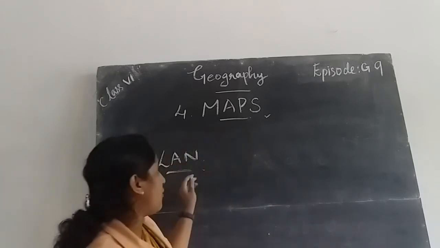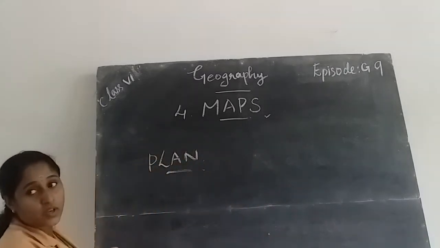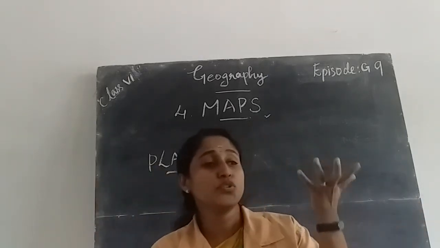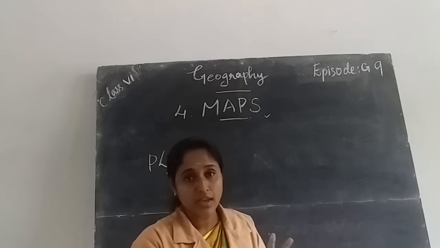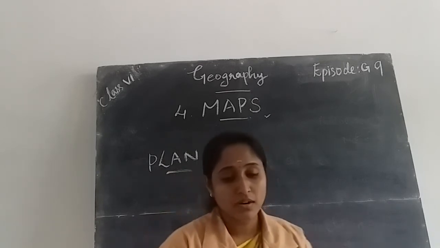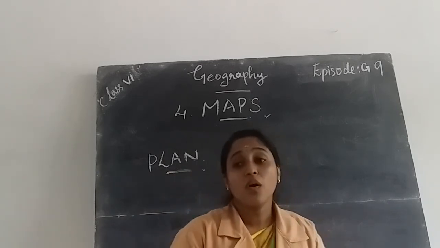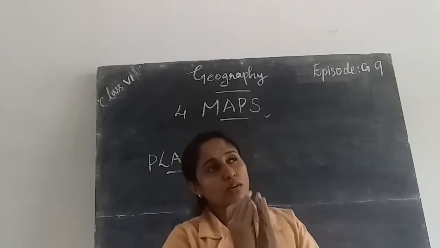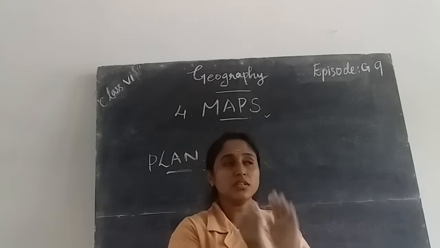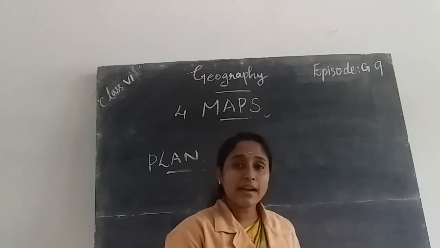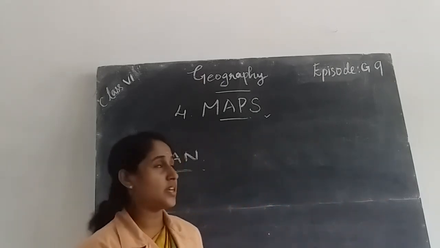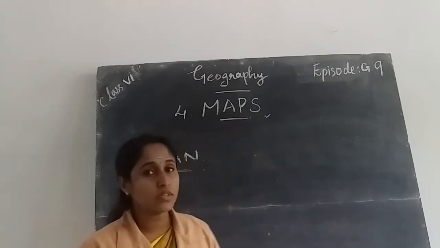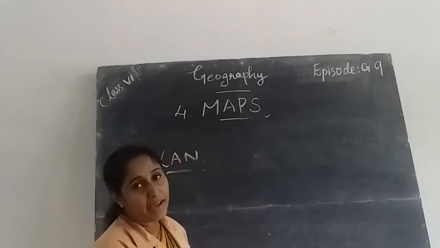We draw a plan, our plan, right? When your parents want to build a new house, the parents go to an architect or an engineer to discuss how the house should be, like this or like this. At that time the architect or the engineer draws a plan for your house, right? So that is called a plan.